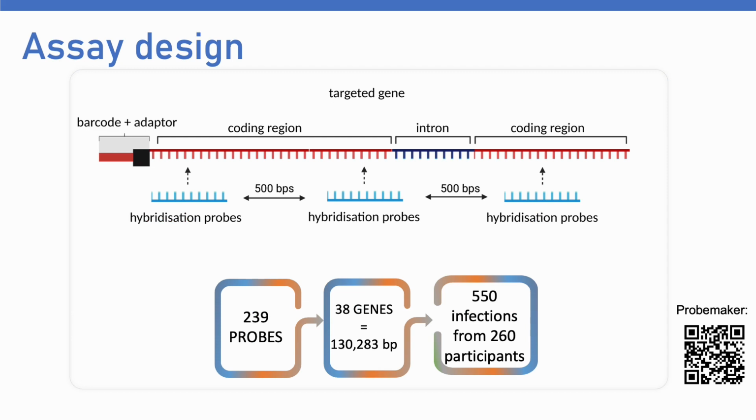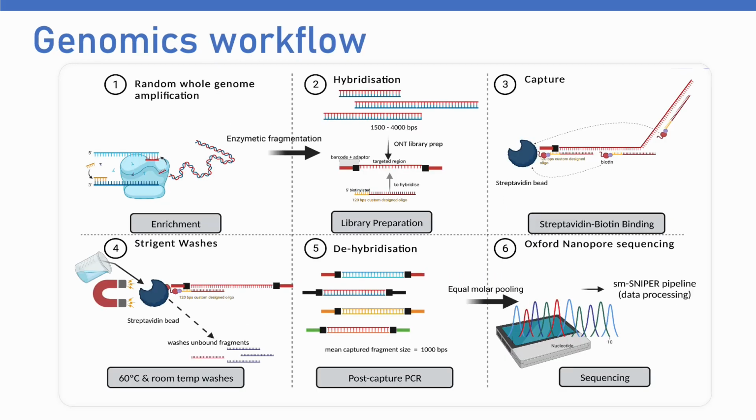For the sequencing, we used a probe-based capture assay. The probes target 38 genes, and the assay was applied to infections from individuals who had multiple infections in the follow-up period. The genomics workflow included whole genome amplification followed by enzymatic fragmentation of the DNA. Library prep was done prior to hybridisation with the probes. Samples were then cleaned up using magnetic beads before sequencing on a MinION Mk1C device with around 45 samples sequenced per run.